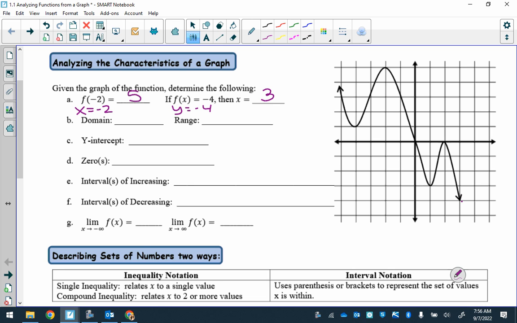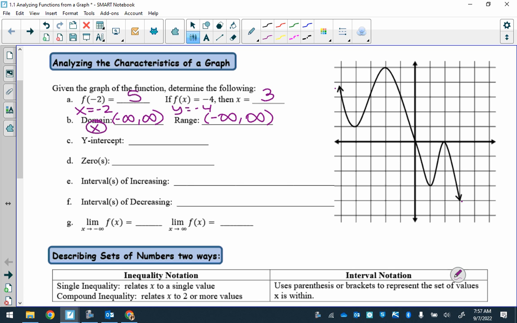Okay, now what is the domain? Good. Negative infinity to infinity. What is the domain? Again, what values? X. Good. What would be the range of this function? Excellent. Why would the range be negative infinity to infinity instead of a common mistake, negative infinity to 5? Good. There's arrows.